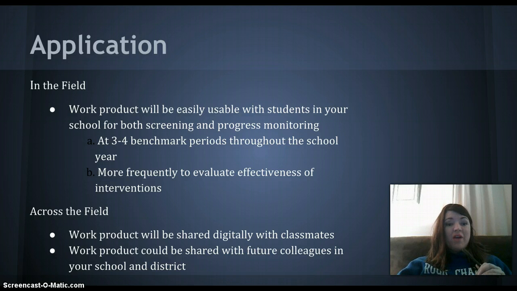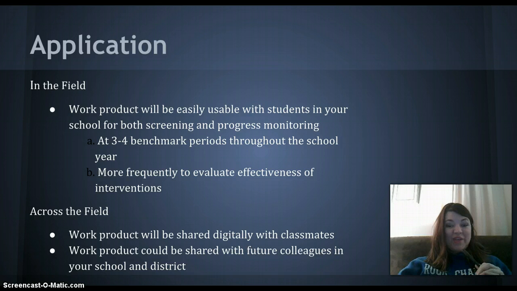And then across the field, our students in our university class, future teachers, will be able to share these applications of the CBM with each other so that they can easily apply those when they're all out in the field. And then also future colleagues, it'll be easily saved digitally and therefore shared throughout the school and district that our college students will be working in when they're teaching.